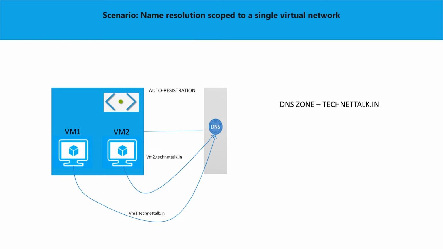The second option is going to be the auto registration. The moment you enable the auto registration, the host name for the VMs, whatever you create, for this example VM1 and VM2, these are going to be the entries created automatically. So the first entry is going to be VM1.technet.talk.in, and the second entry is going to be VM2.technet.talk.in under the DNS zone technet.talk.in.